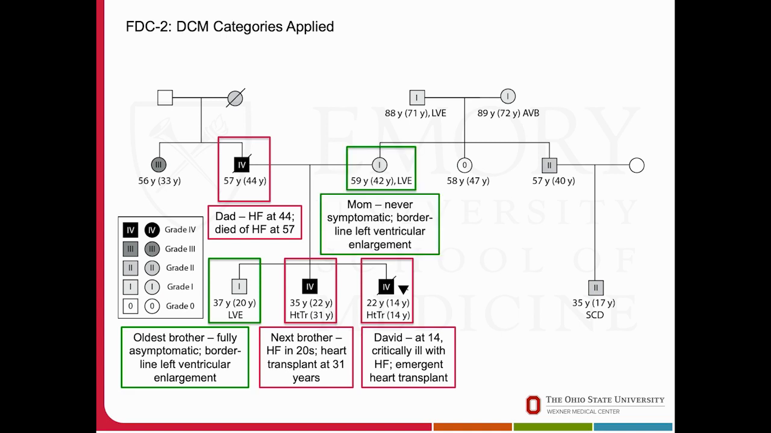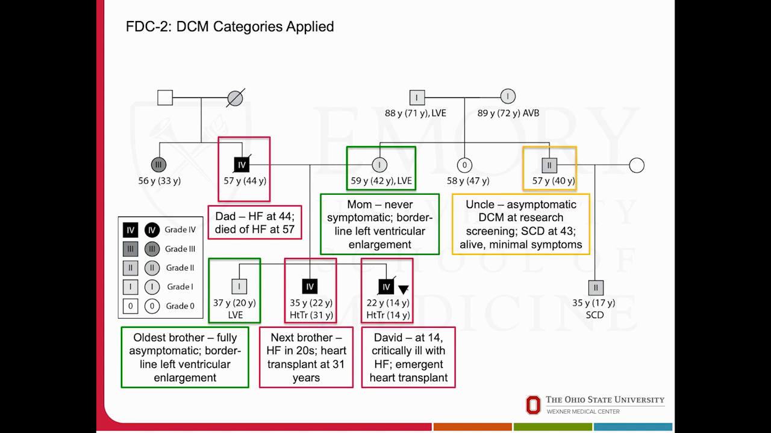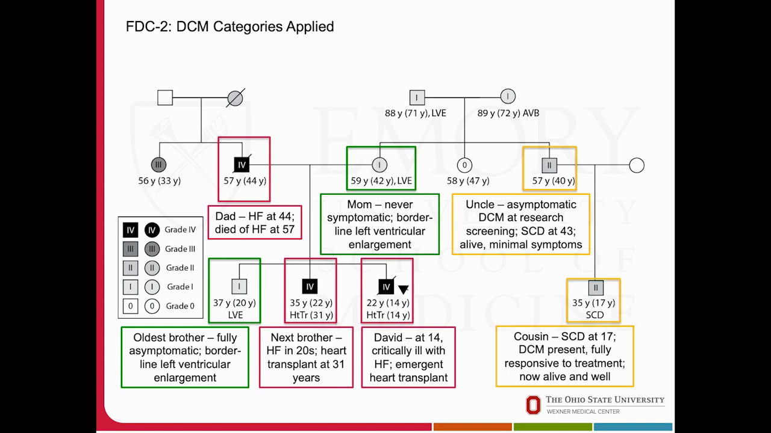And then Mom, who is still alive, still very active in the research program, was never symptomatic. We've echoed her probably 10 times over the last umpteen years, and she has borderline LV enlargement, but no systolic dysfunction. And then the uncle, I didn't tell you this story, but at clinical screening had asymptomatic DCM, and a few years later had sudden cardiac death in church one Sunday morning, was resuscitated, has an ICD in place, and is doing well. Then this was the cousin who had the sudden cardiac death at 17, had DCM, but has actually been remarkably responsive to medical treatment and hasn't had any other disease, has an ICD in place, and is doing well.